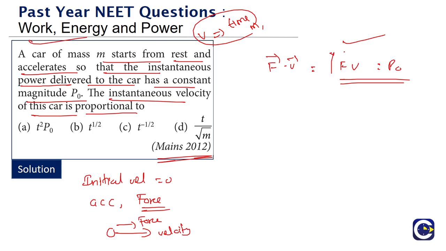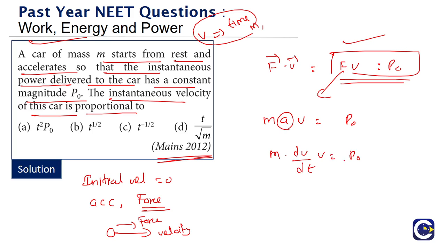So look at this, we have F into v is p naught. But what is F? Mass times acceleration, into v is equal to p naught. Acceleration can be expressed as dv by dt. If we rearrange, we get m into v dv is equal to p naught into dt.